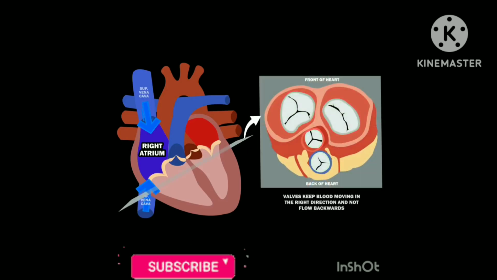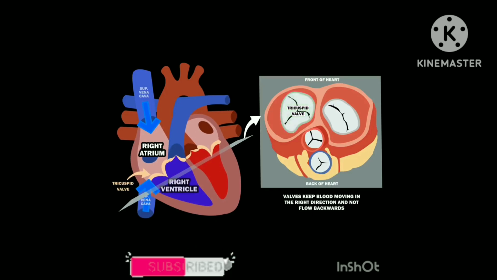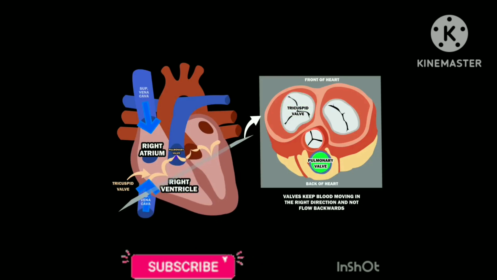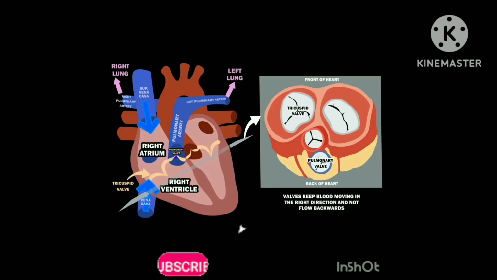The purpose of the valves is to keep blood moving in the right direction and not flow backwards. Blood exits the right atrium through the tricuspid valve, so called because it has three flaps, and enters the right ventricle. The blood exits the right ventricle through the pulmonary valve and enters the pulmonary artery. Again, it is an artery because blood is flowing away from the heart, but it is blue because it lacks oxygen. The pulmonary artery then splits into the left and right pulmonary arteries, which go to each respective lung.